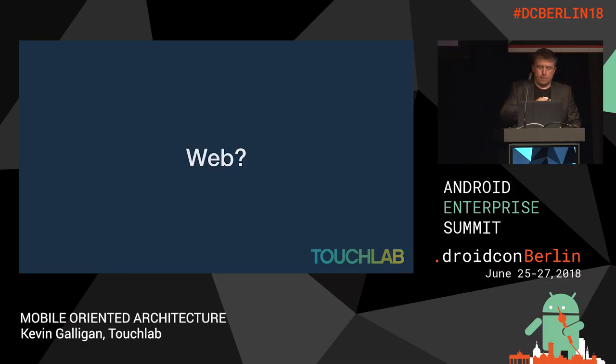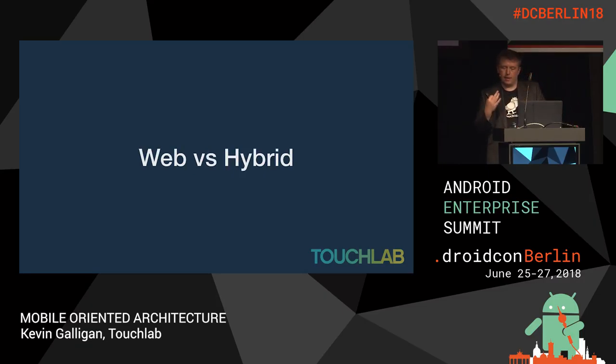So the web. What about the web, right? And that's kind of the point of MOA, at least the post originally, was about. So I think the first thing to bring up is disambiguating when we say web and when we say hybrid. They're kind of a different thing. Using HTML to render your app inside of a container, AKA PhoneGap or Cordova or whatever, is similar, but you can really do whatever you want.